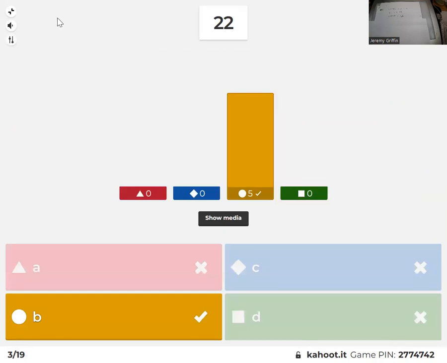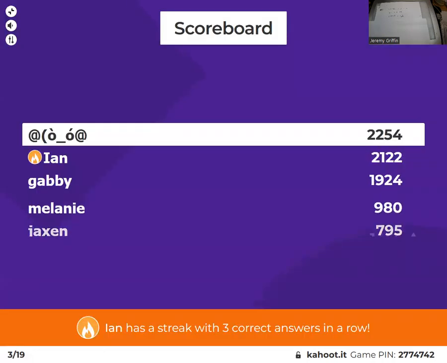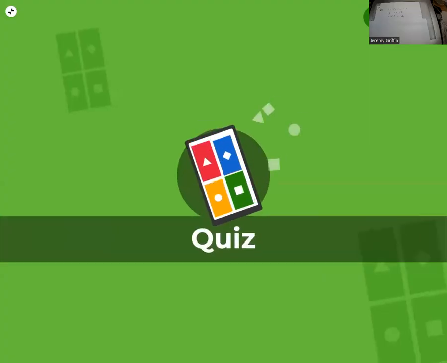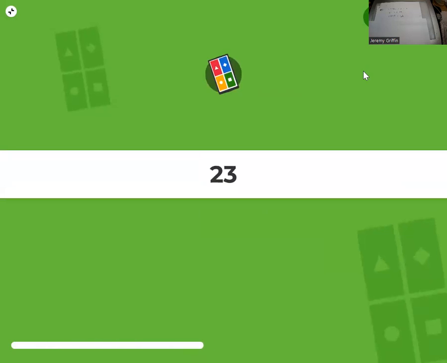Yeah, so the answer was 2. Now, of course, that was all in one jump, but one was on the way up and then on the way down. All right, got determined still keeping the lead, and Ian is on fire. 23.